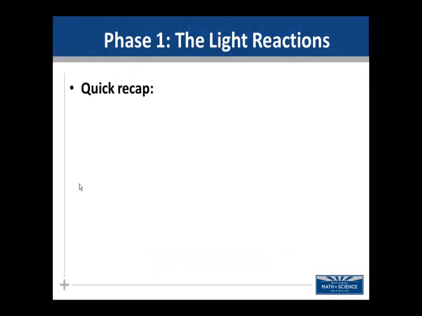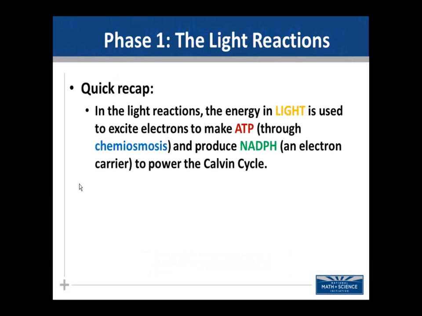As a quick recap of what we talked about with the light reactions: in the light reactions, the energy in light is used to excite electrons, and those excited electrons are used to make ATP through the process of chemiosmosis and produce NADPH, which is an electron carrier. The ATP and the NADPH are used to power the Calvin cycle, which is the second stage of photosynthesis.